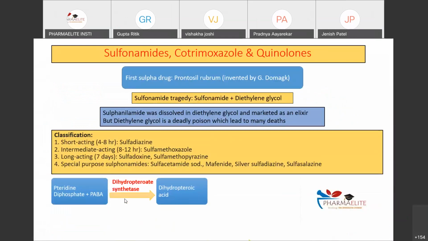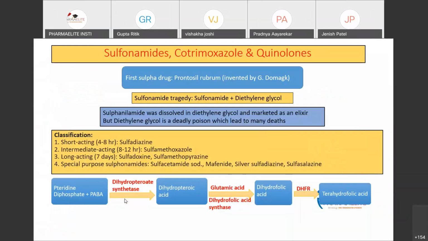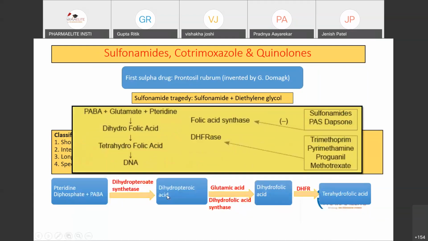There are a lot of classifications in sulfonamides. Do we need them all? What is it which is important? Do we need to do structures for GPAT? No, I don't need structures for GPAT. I just need to know which drug it is, how they are inhibiting, which enzyme is being inhibited.